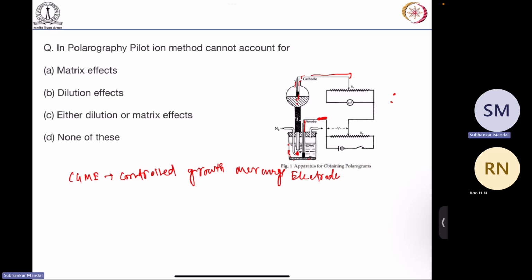One is dilution effect, either matrix or... it is called either dilution or matrix effect, and none of these. So matrix effect, basically what is that?